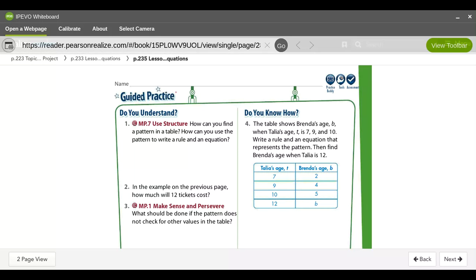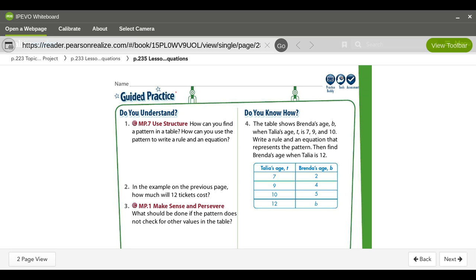We already took a look at problem number 4. Number 1, we're looking for the relationship between my values in T to my values in B. So when I do this, I'm looking to see what's happening. My values are decreasing, so I'm going to assume that I am either going to be multiplying or subtracting or dividing. So I'm going to look at 7 to 2 and see how I can get from 7 to 2. Well, I don't know of a number that I can very easily divide by to get to 2.